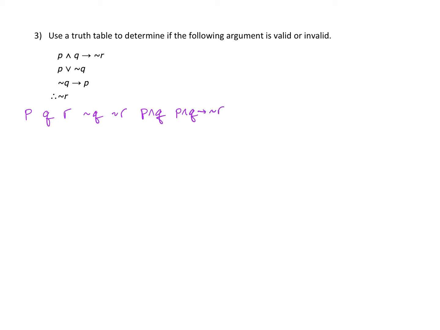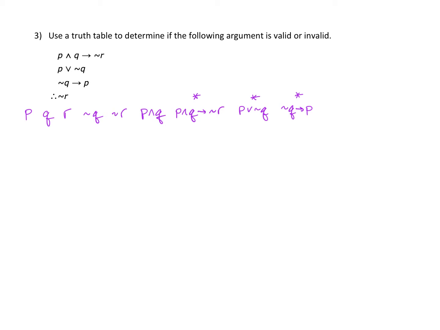So that's my first premise, so I'm just going to put a little asterisk there. That's an important one. My next premise is P or not Q. I already have P and not Q in there, so I just put the premise in. P or not Q. So that's an important column to look at because it's one of the premises. And then not Q implies P. I already have not Q. I already have P, so let's put that in. Not Q implies P. That's my third premise. And then my conclusion is not R.